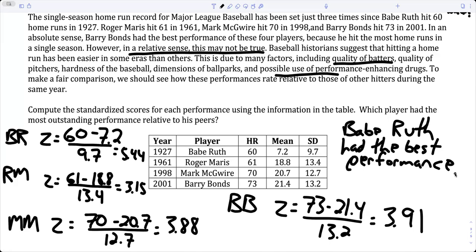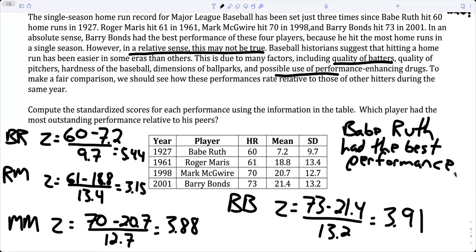Okay, which I cannot tell you how phenomenal that performance was. Okay, and we're going to look at what that means later on in the course, right? But if you were 5 standard deviations above the mean, that is extremely rare and just indicative of how great a performance that was.